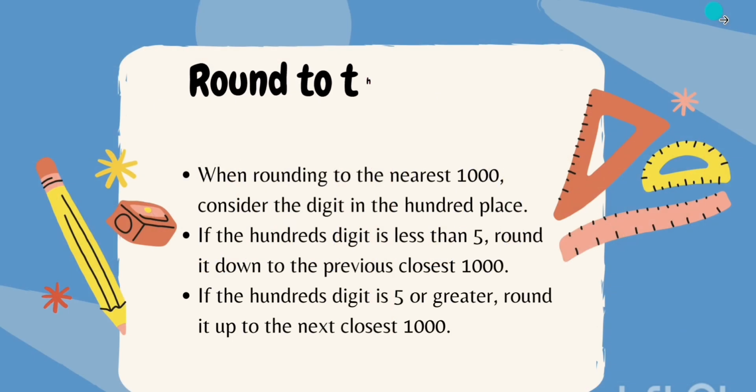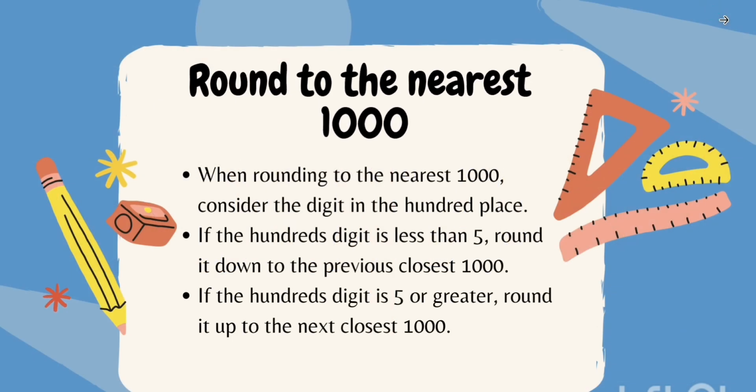Round to the nearest 1000. When rounding to the nearest 1000, consider the digit in the 100 place. If the 100 digit is less than 5, round it down to the previous closest 1000. If the 100 digit is 5 or greater, round it up to the next closest 1000.